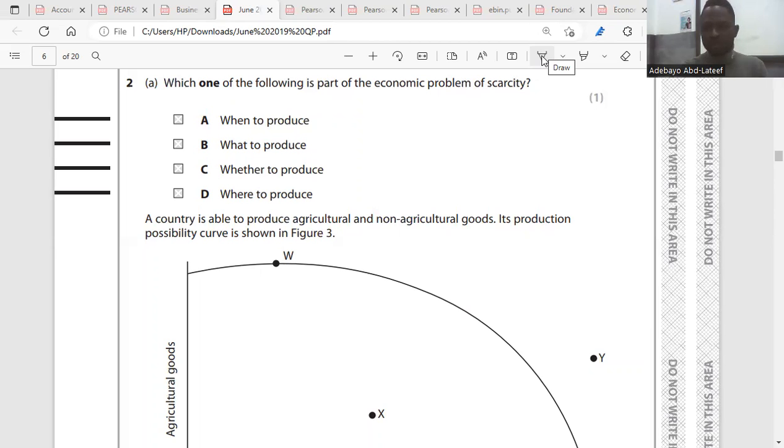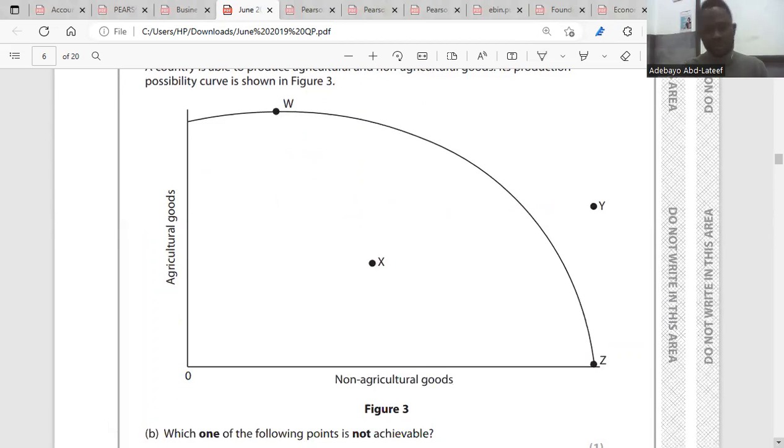They said a country is able to produce agricultural and non-agricultural goods. Its production possibility curve is shown in figure 3. We have the production possibility curve here. First, what is production possibility curve? Production possibility curve is a graph that shows the maximum combination of goods that an economy can produce using all resources effectively or efficiently. They could ask you in the exams, what is a PPC? A PPC is a graph that shows the combination of goods an economy can produce if all resources are fully used or efficiently used. Is it clear, please?